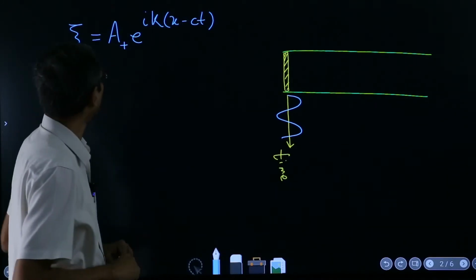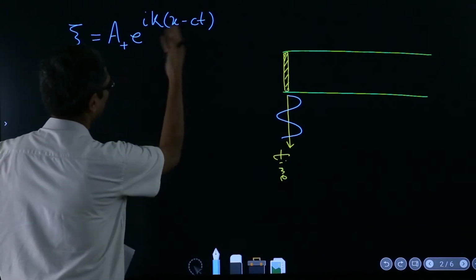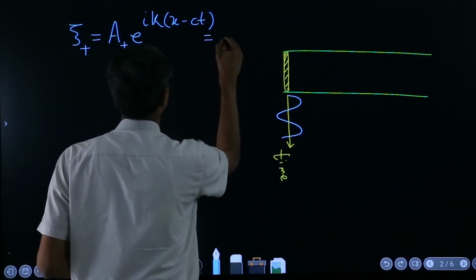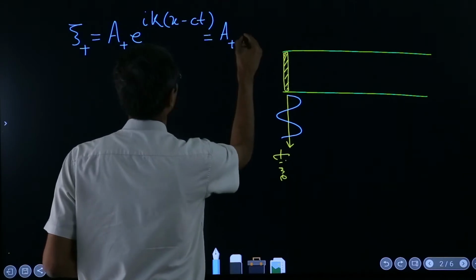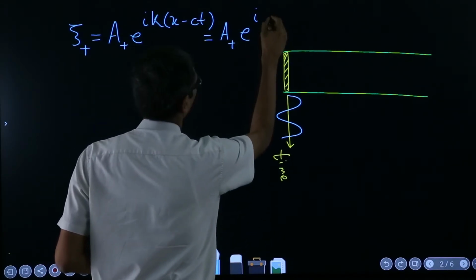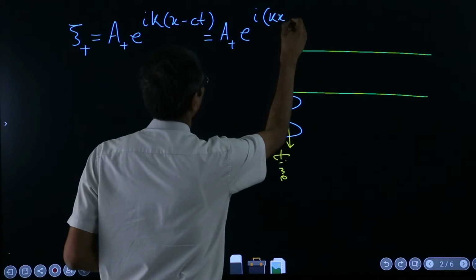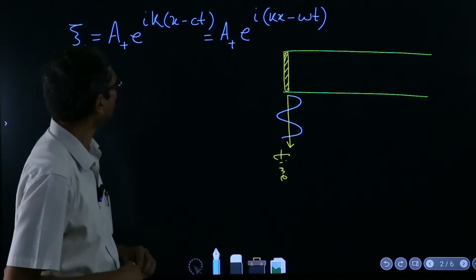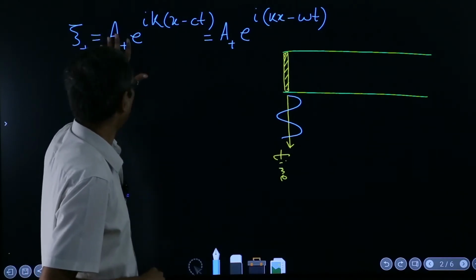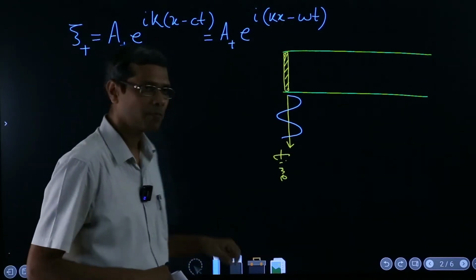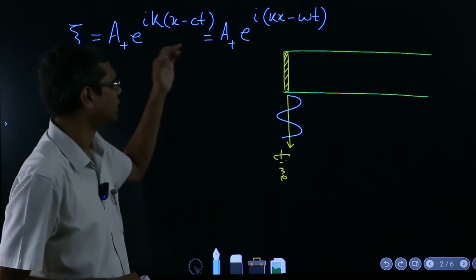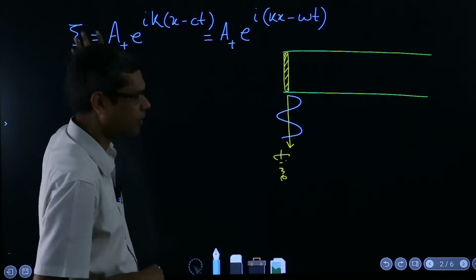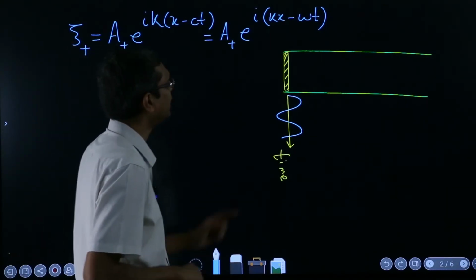Okay. Now, whatever is comfortable to you, you can write like that. For example, this can also be written like a plus e raised to i kx minus omega t. So these are all the same form. Okay. Now, again I am repeating, whenever you are seeing this complex thing, you should imagine that the actual physical quantities are the real part of this. That's the convention we are taking.